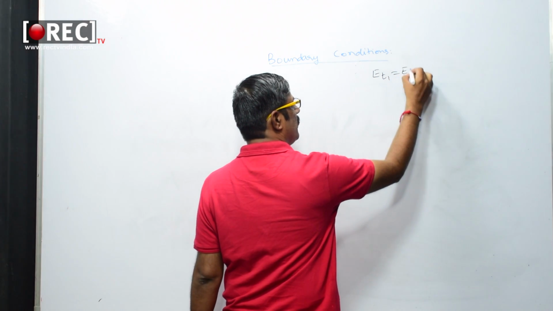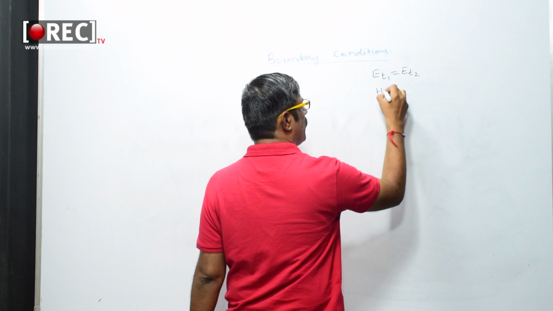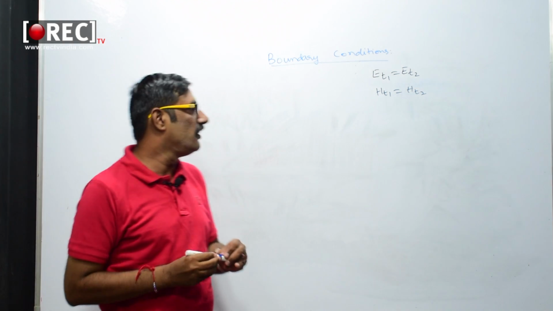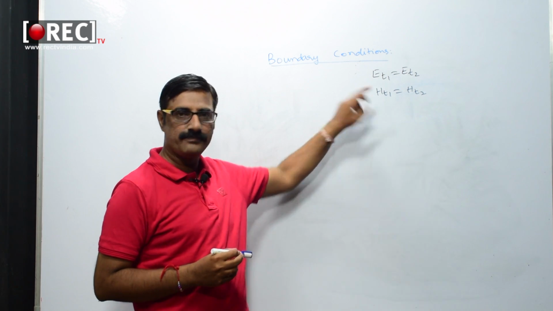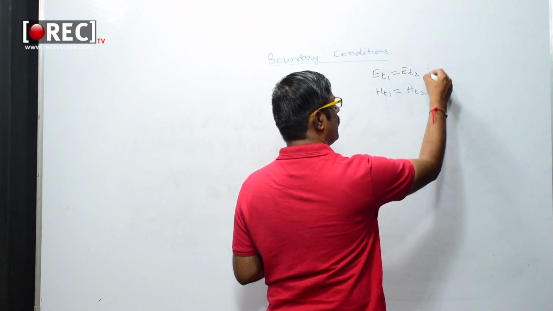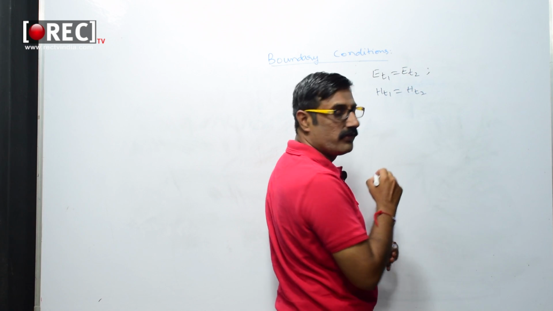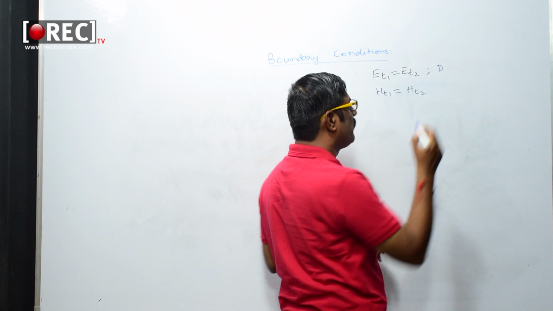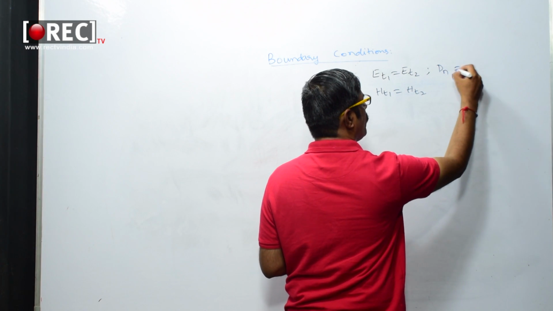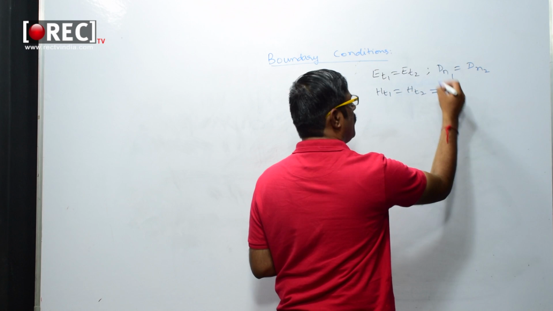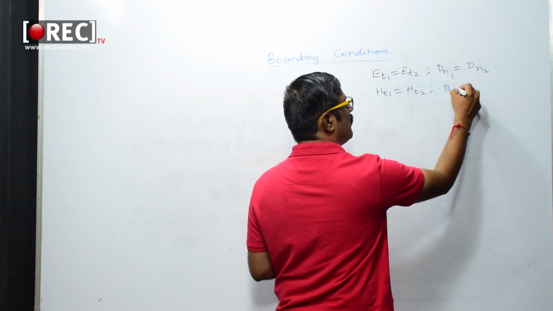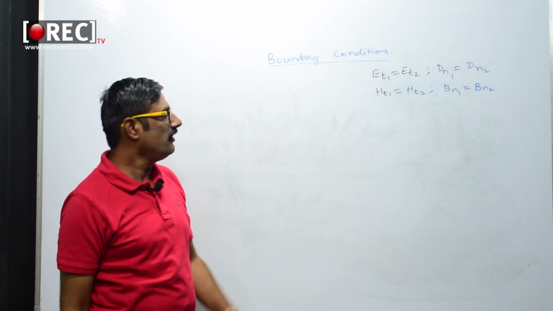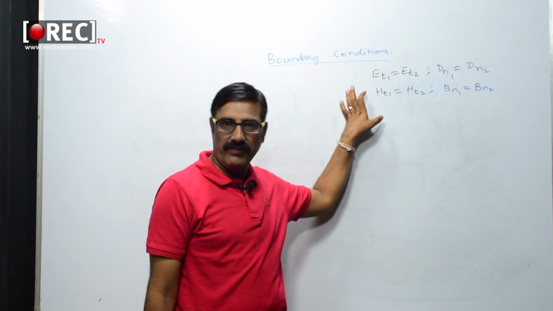E_T1 is equal to E_T2 and H_T1 is equal to H_T2. These two are the tangential components of the electric field and magnetic field. Coming to the normal components, the flux density vectors are equal. That means D_N1 is equal to D_N2. Coming to the magnetic field, B_N1 is equal to B_N2. So these are the boundary conditions in the electric field and magnetic field respectively.